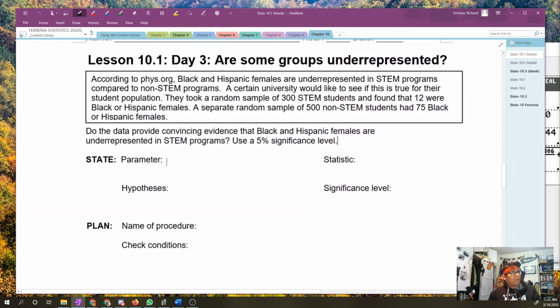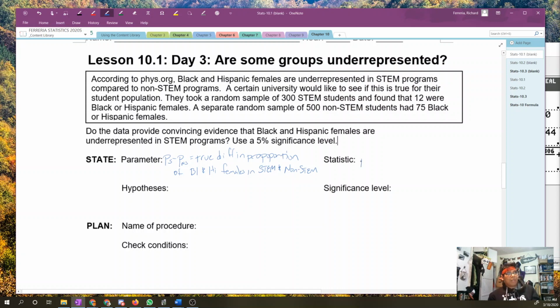So parameter, what is our parameter? Well, we're saying PS minus PNS is equal to the true difference in proportion of Black and Hispanic females in STEM and non-STEM. So that's kind of a mouthful. But it is a true difference in proportions of Black and Hispanic female students in STEM and non-STEM.